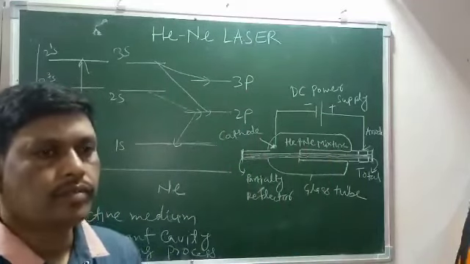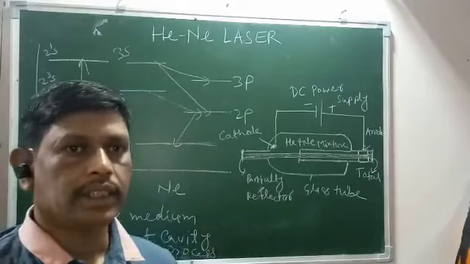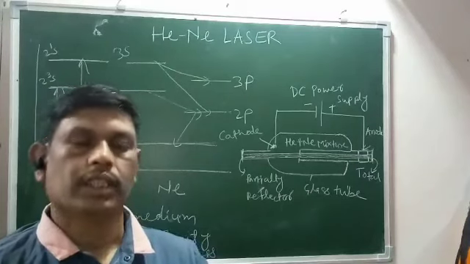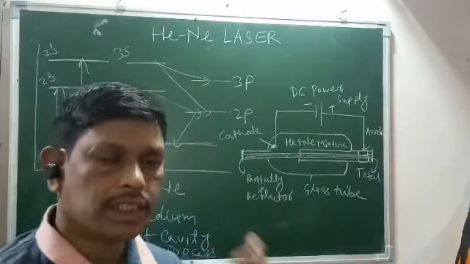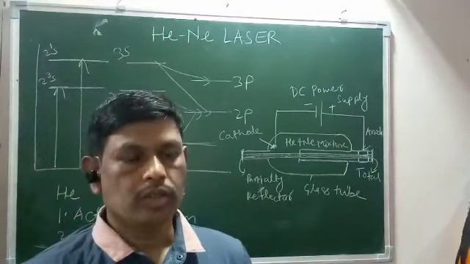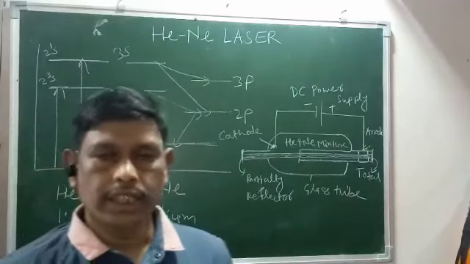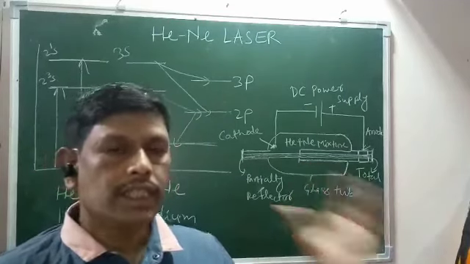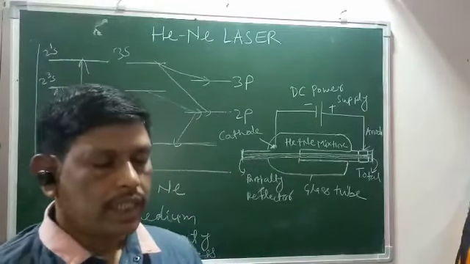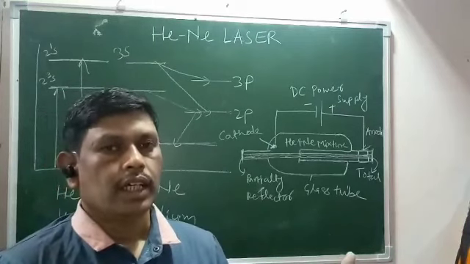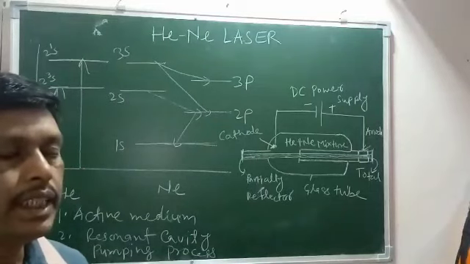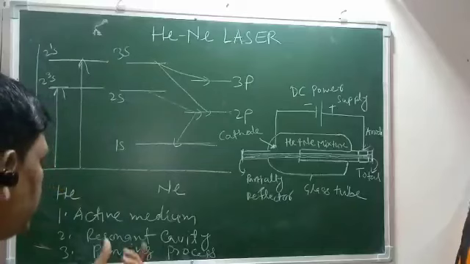In this lecture, we again discuss the laser in three parts. The first part is the component part, the second part is the construction part, and the third part is the working principle. In the working principle, we can discuss the energy level diagram of the helium neon laser. So let us see the components of the helium neon laser. Basically, there are three components of the helium neon laser.